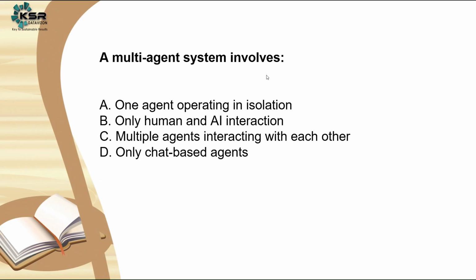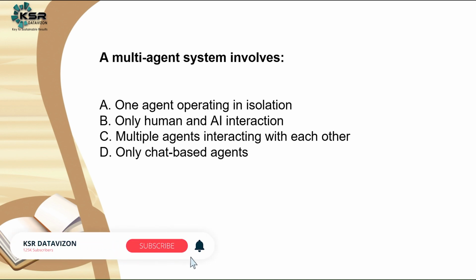A multi-agent system involves... In our example we had a couple of agents, right? One agent to decide which department, another agent to respond to the particular query. So option A, one agent operating in isolation. The question itself is saying multi-agent. It's more than one agent, right? Option A is not the right answer.